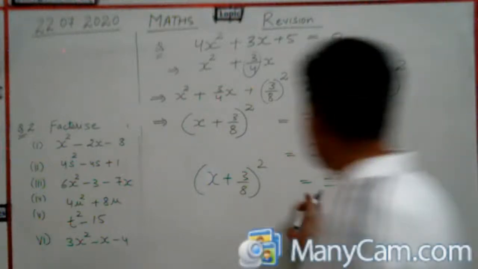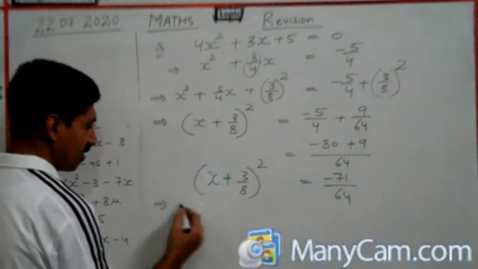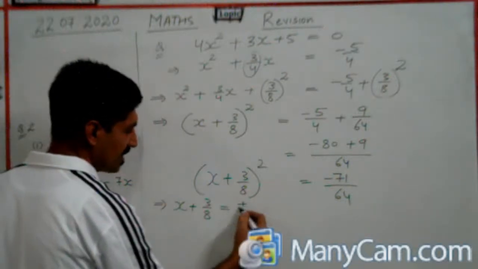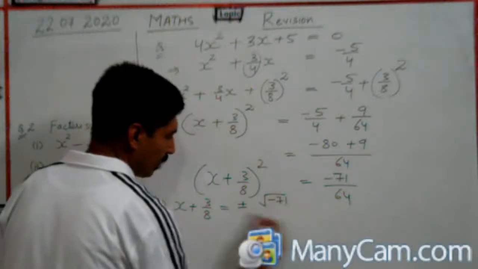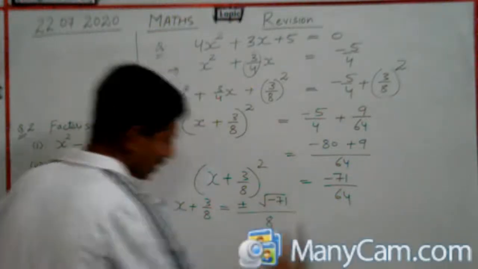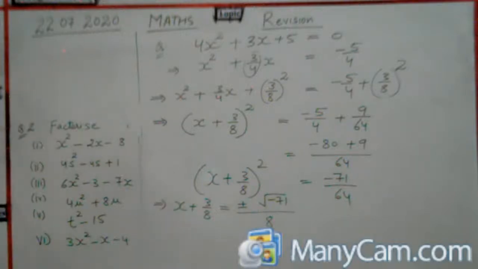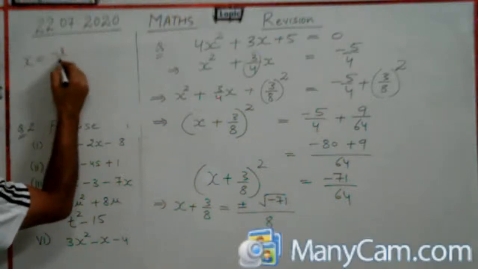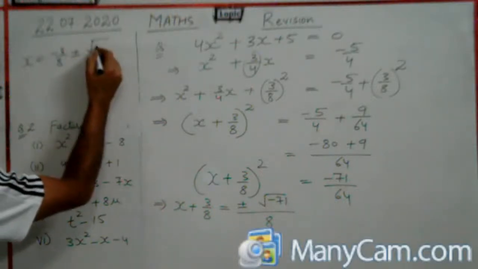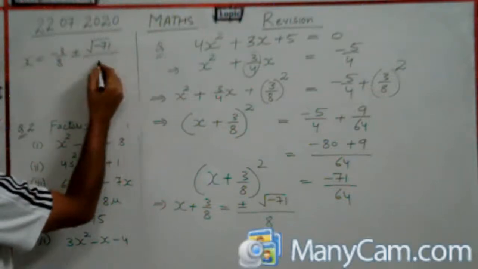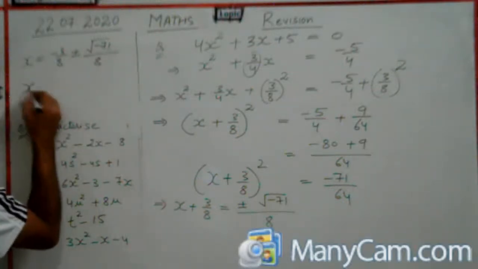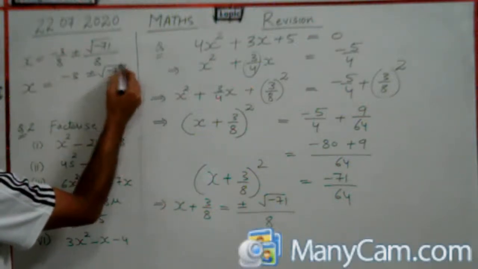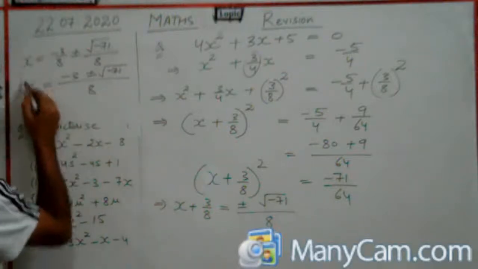By taking under root both sides, we have (x + 3)/8 is equal to plus minus under root minus 71 upon 8. So here we have the values of x is equal to minus 3 upon 8 plus minus under root minus 71 upon 8. Or another way, we have the two roots, that is minus 3 plus minus under root minus 71 upon 8.